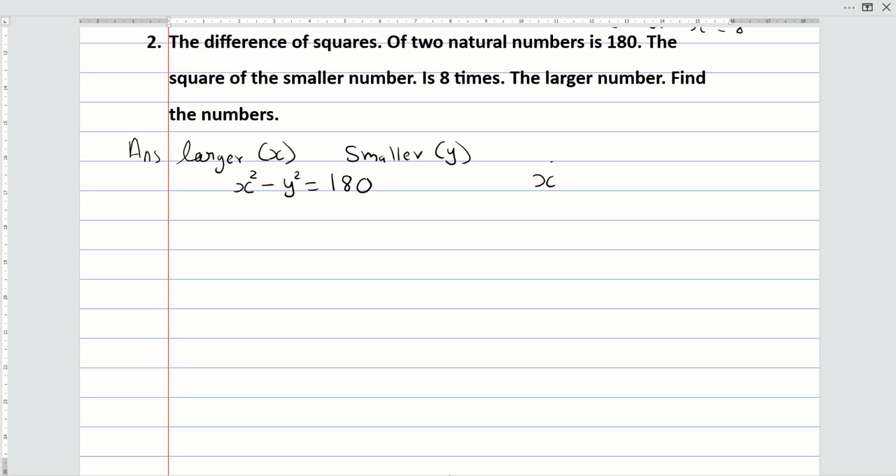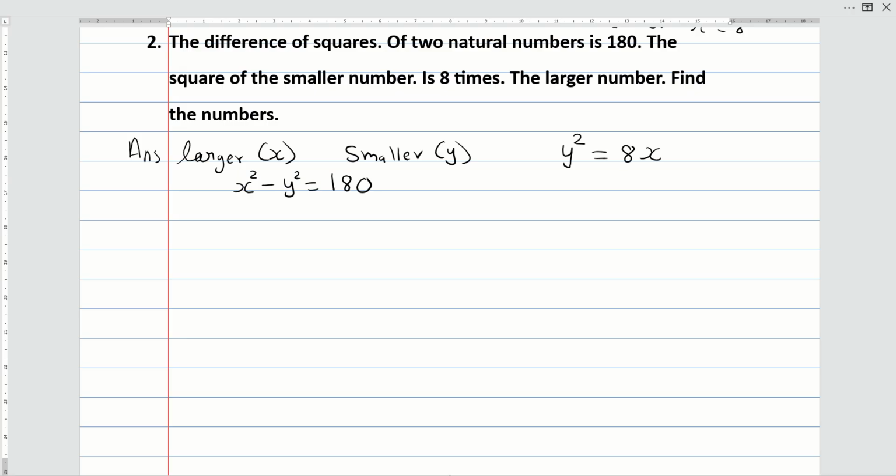So the square of the smaller number is 8 times the larger number. Correct, students? Oh, we have made a mistake. We have the square of the smaller number. So read carefully, the square of the smaller number. The smaller number here is y. So y square is 8 times the larger number.